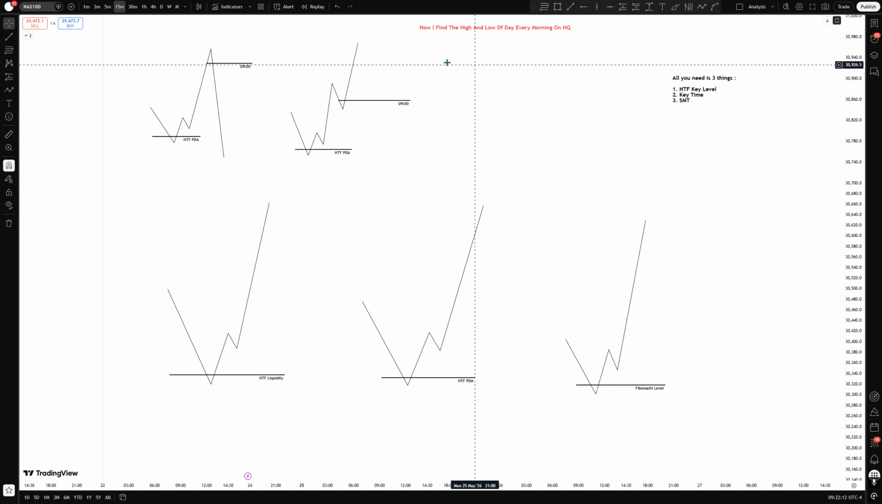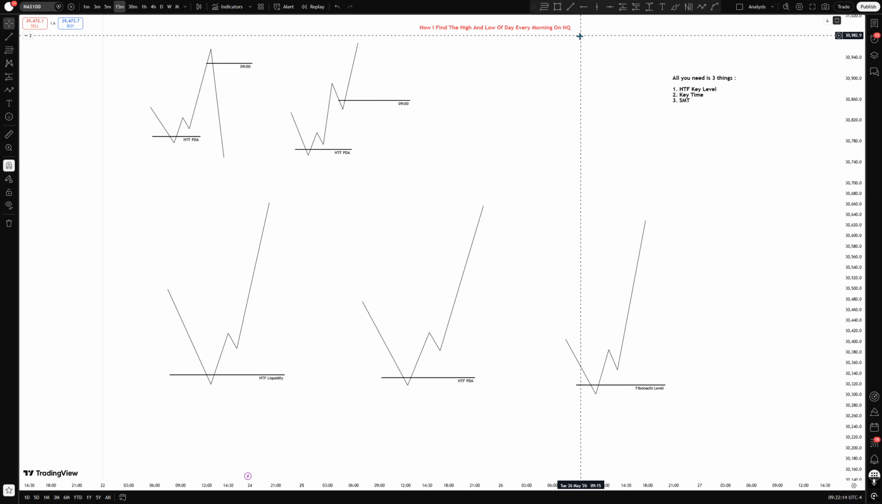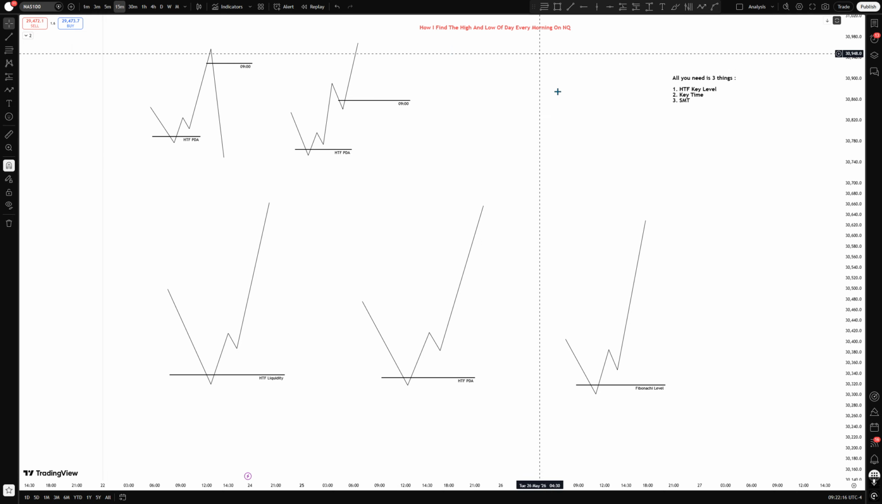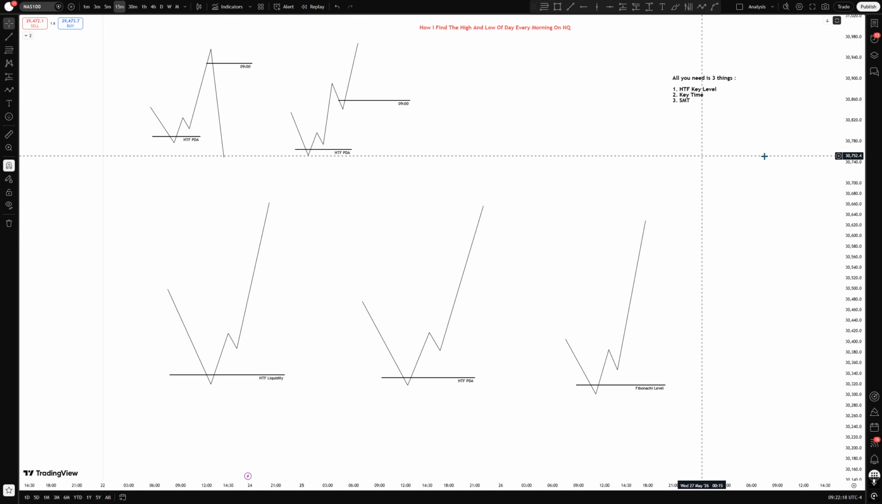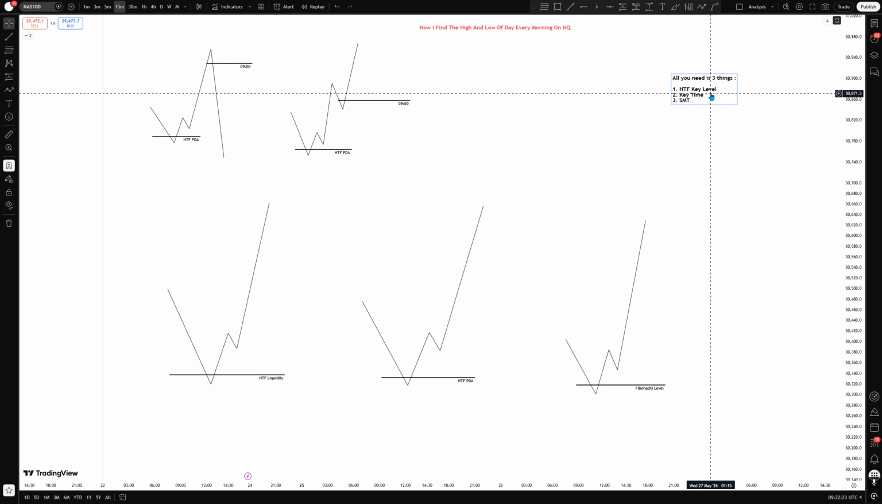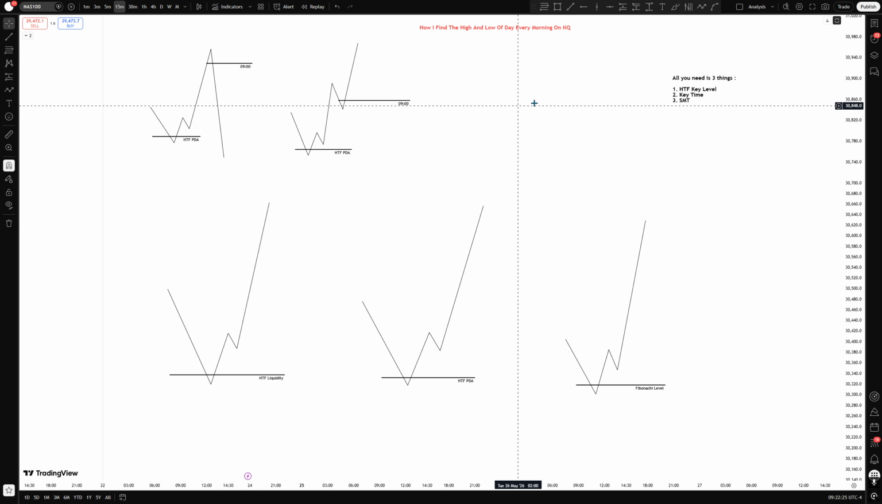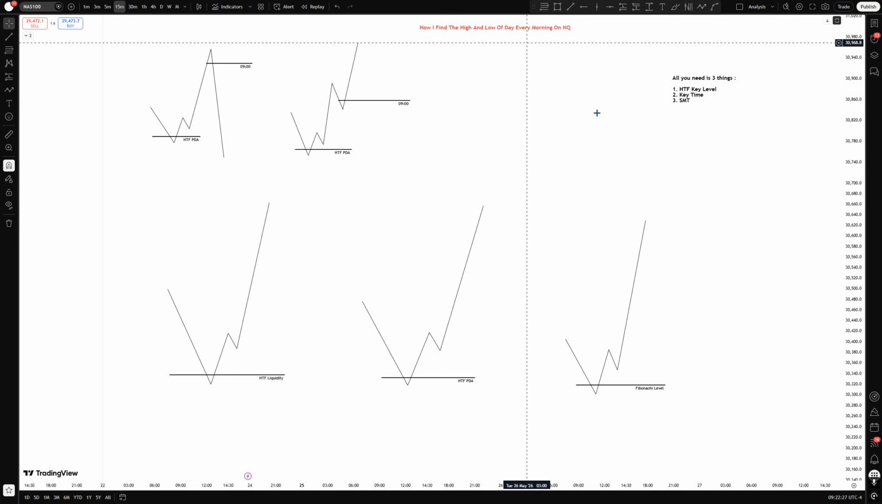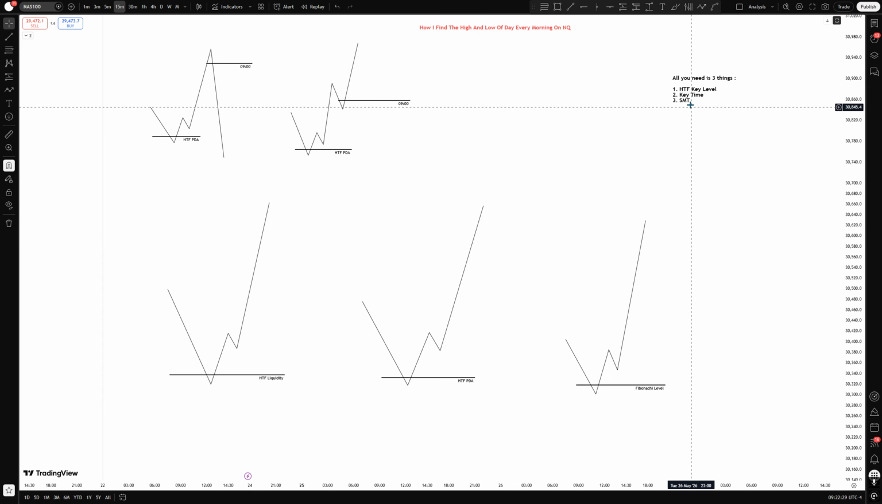So basically, to identify the high and low of the day on Nasdaq, all you need is just three simple things. The first one is a high time frame key level, of course, which is a high time frame liquidity pool, PD array, or any high time frame key. And the second thing you need is a key time.